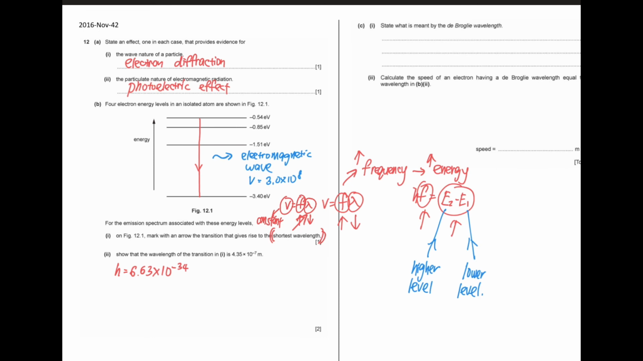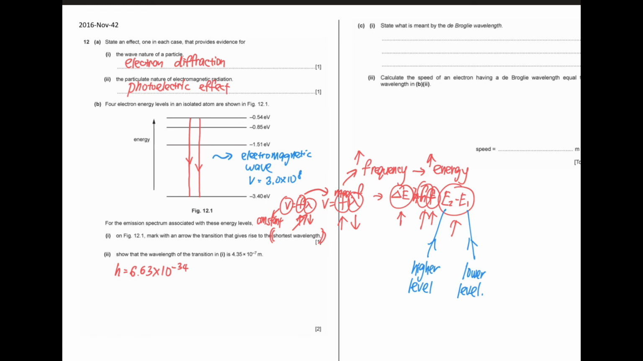Now if you want maximum frequency, then based on the formula delta E equals hf, the f is maximum, so the change of energy should be maximum as well. So when you mark, you have to mark from the highest energy level to the lowest energy level, so that there is the greatest change of energy, and hence the frequency is the greatest and the wavelength is the shortest.